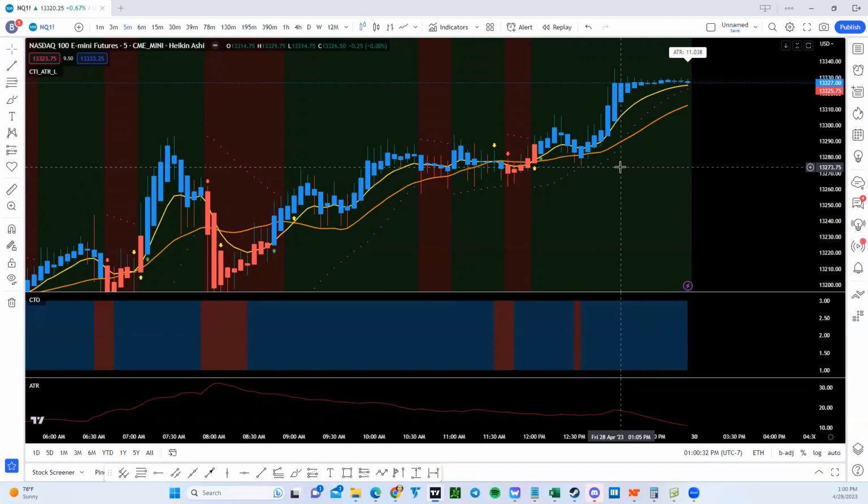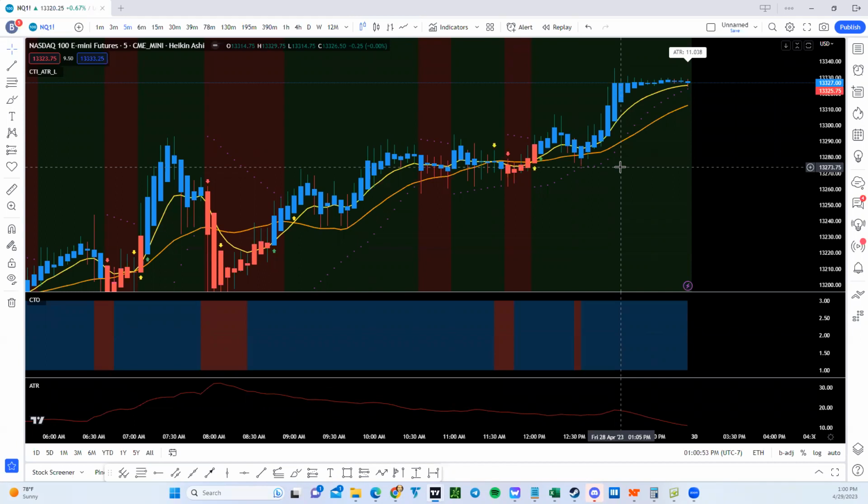Our goal is to try A, increase our chances of probability, and B, manage our risk, protect our investment capital. Our investment capital is our lifeblood. It's the thing that keeps us trading. Once we run out of it, we're no longer traders. Protecting your investment capital is first and foremost.